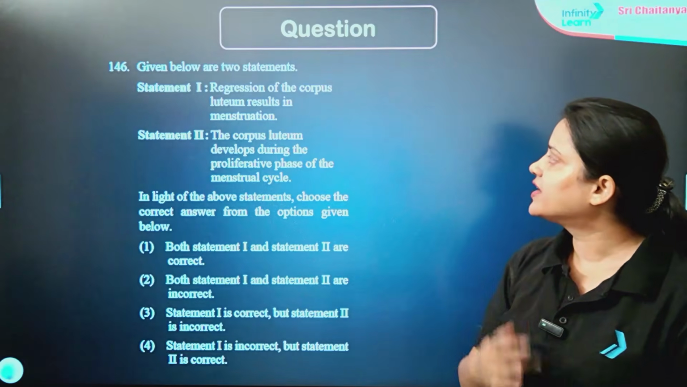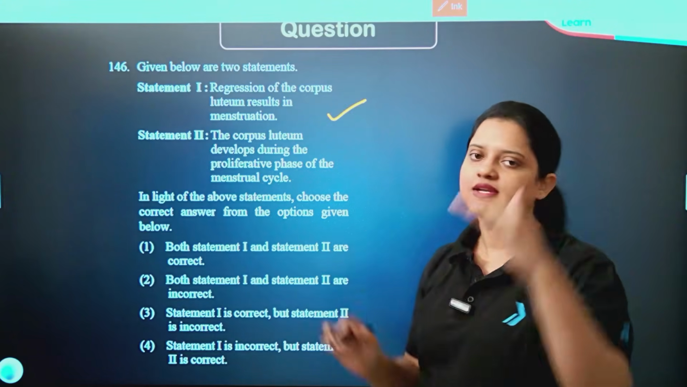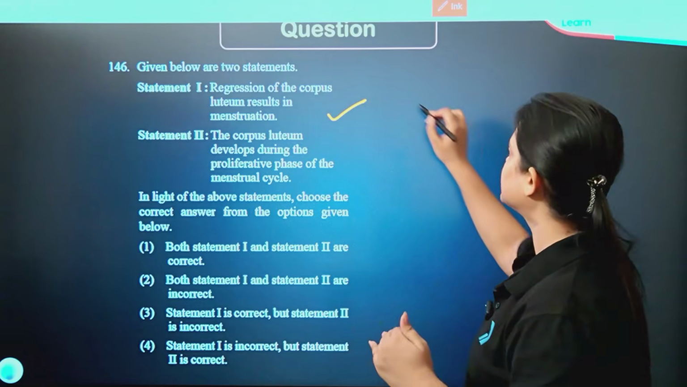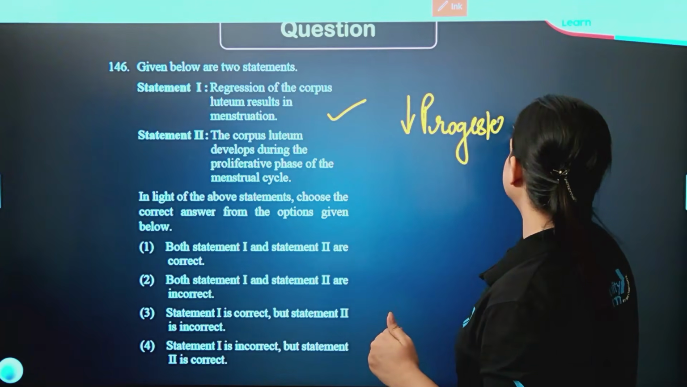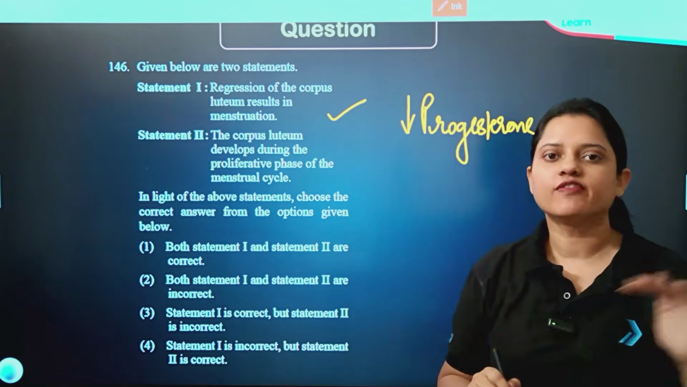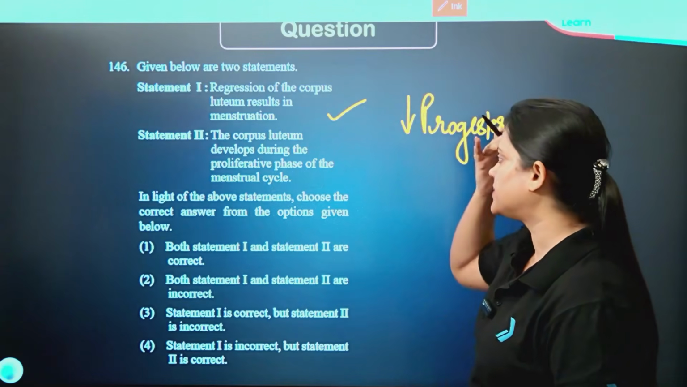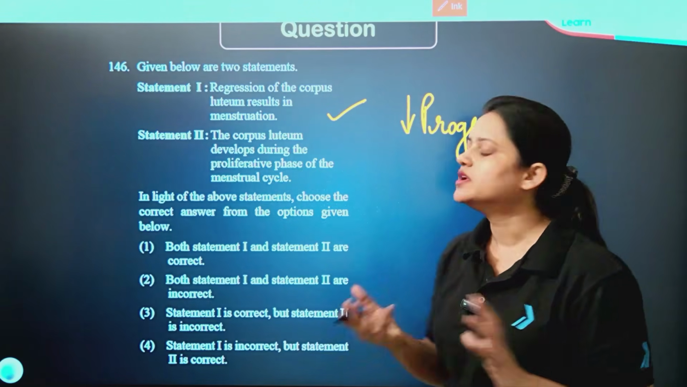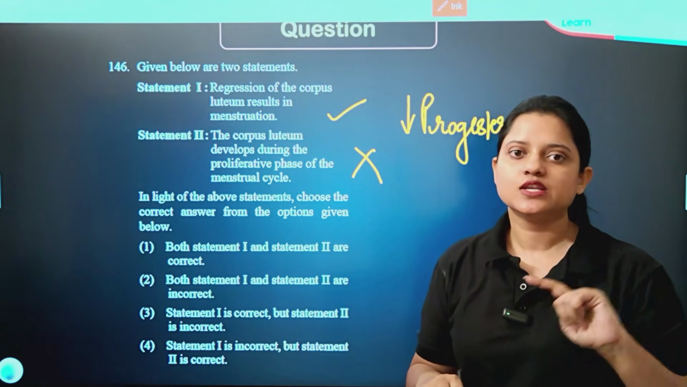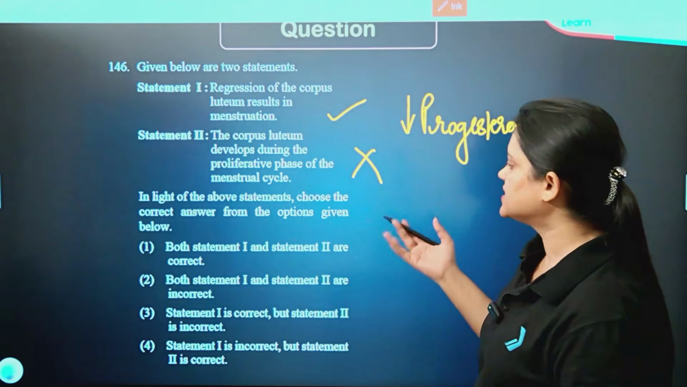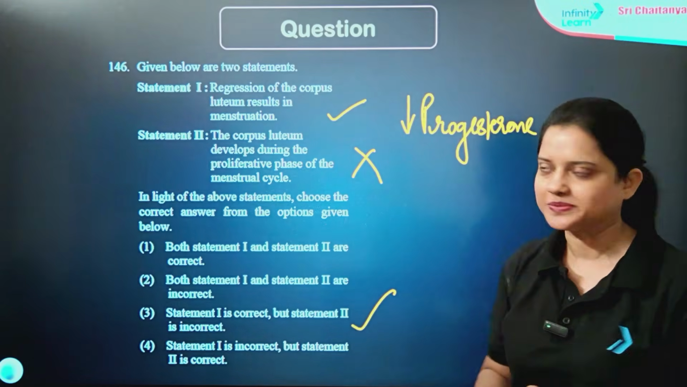Next question. Regression of the corpus luteum results in menstruation. So when there is regression in corpus luteum, there is decrease in progesterone level, and because of this, there is shedding of endometrium lining leading to menstruation. That is true. Now the corpus luteum develops during the proliferative phase of the menstrual cycle. This is wrong, because corpus luteum will develop during the luteal phase or secretory phase. So 1 is correct and 2 is incorrect. Correct answer here should be 3.